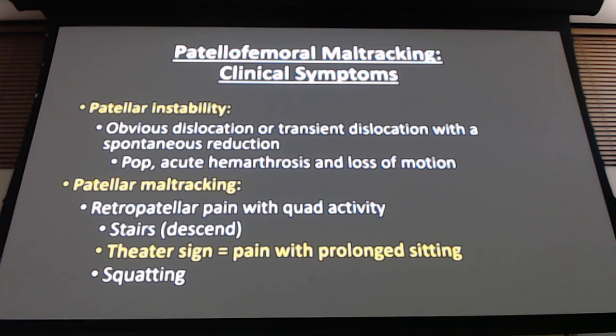So the theater sign: when they're seated, the quad and the entire extensor mechanism is driving that patella down into that groove, correct? That's called the theater sign. As they're seated, they say they have more pain. When they get up and just walk and extend, that relieves the pain. A theater sign is like sitting in a movie theater: you're sitting there with your extensor mechanism completely on tension, and that can cause pain. So you will document that: positive theater sign. And then again, like I said, they'll say the pain is with squatting.